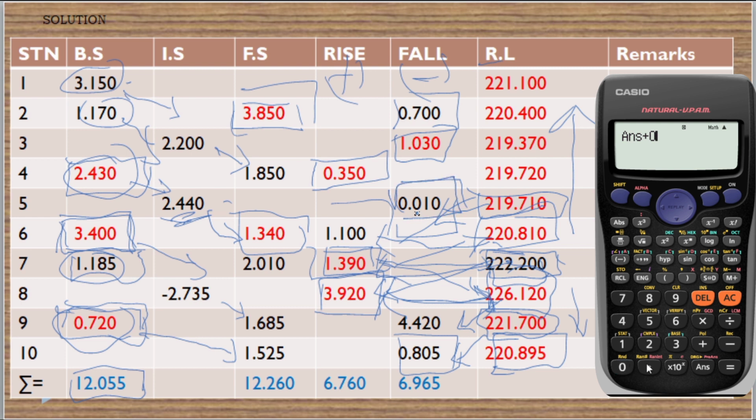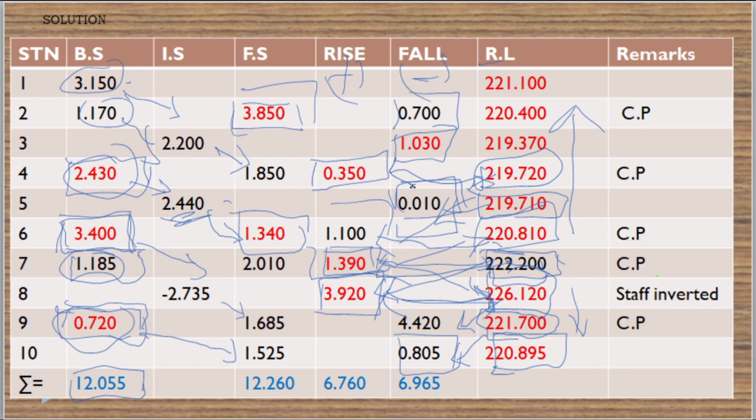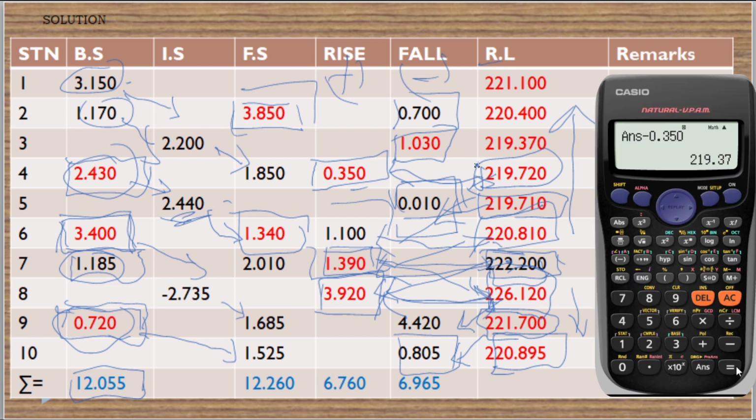219.71. This value will be added to the fall here, you'll get 219.72. Again you will subtract the rise in order for you to get 219.37. This value you will add the fall in order for you to get 220.4. Again you will add the fall in order for you to get the first reduced level as 221.11. So you remember, you do here the opposite and here you do the normal.